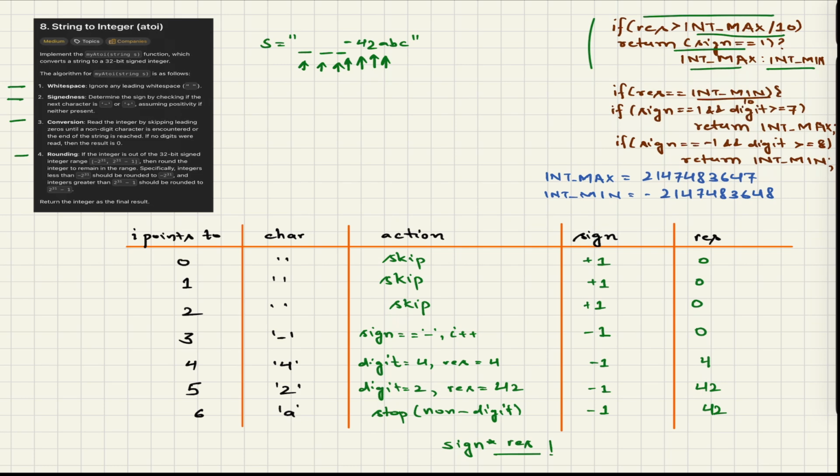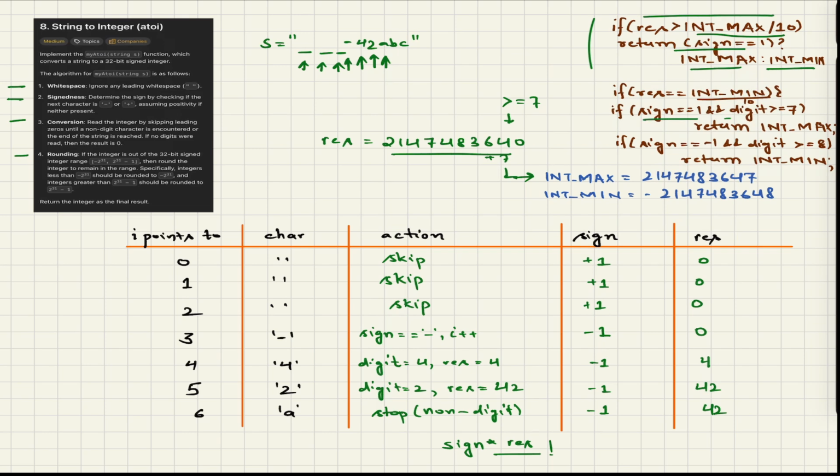Let's say my res is 2147483640. Let's say this is my res, okay? And the next digit that I get, if it is greater than 7, I will be hitting int max. Like if I just add 7 to it, I will be getting int max, right? So that's all the check that I'm putting.